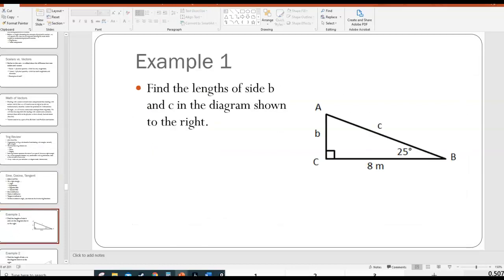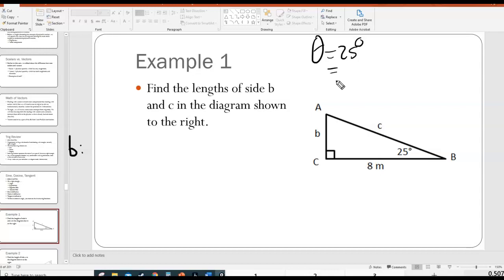Example 1. We're given a right triangle. Example 1 says find the lengths of side B and C in the diagram shown to the right. Notice we're given the angle in the bottom right, and we're asked to find side lengths B and C. So let's start with finding side length B. The way you do this, like any physics problem, is you start by identifying what you have. We have theta, clearly, is 25 degrees. That's the only angle that we're given. And we also have this side down here, this 8 meters.